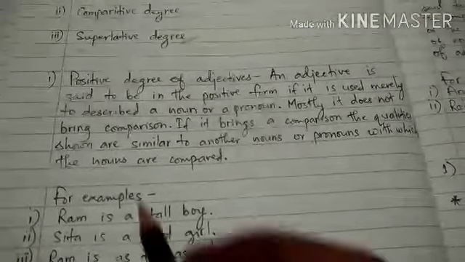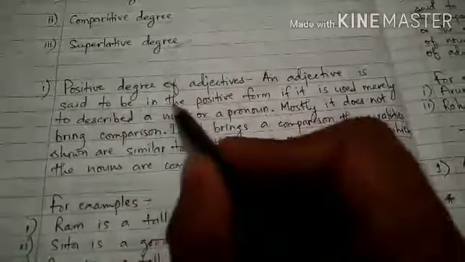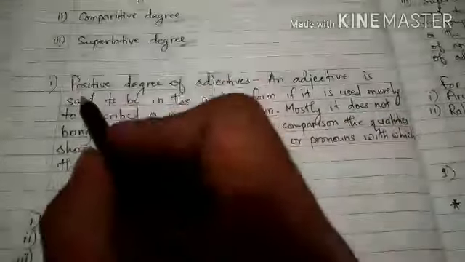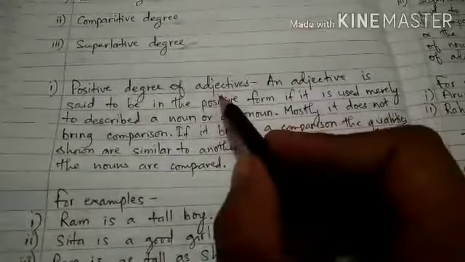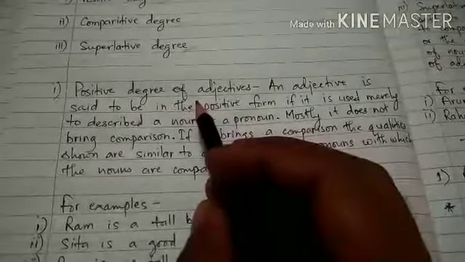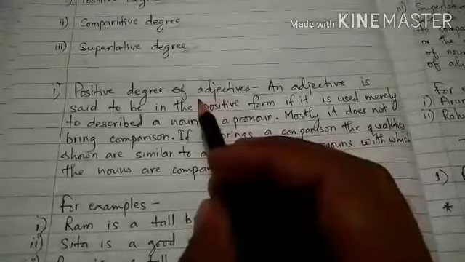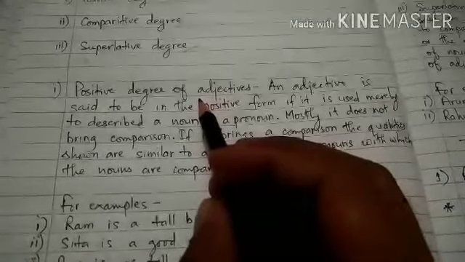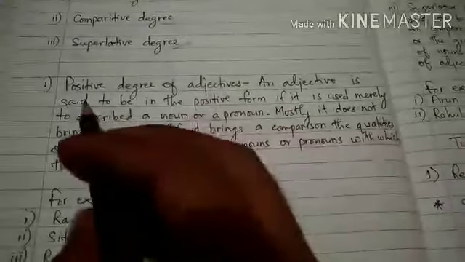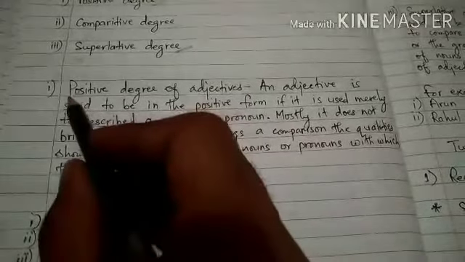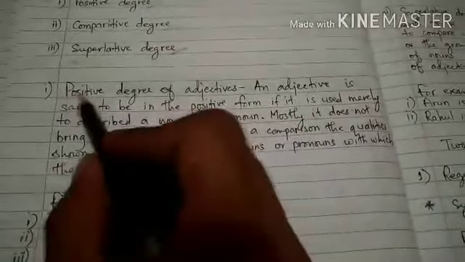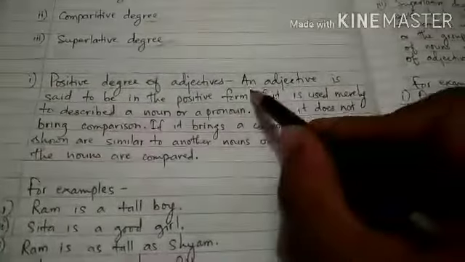So the first degree of comparison of adjectives is the positive degree of adjectives. So what do you mean by positive degree of adjectives? Positive degree of adjectives का मतलब क्या होता है? So we all know that adjectives are the words that qualify or describe nouns and pronouns by showing their qualities, quantities, numbers, shapes and sizes, etc. So here, how to identify that the used adjective is in positive form? Okay, so let us understand with its definition.